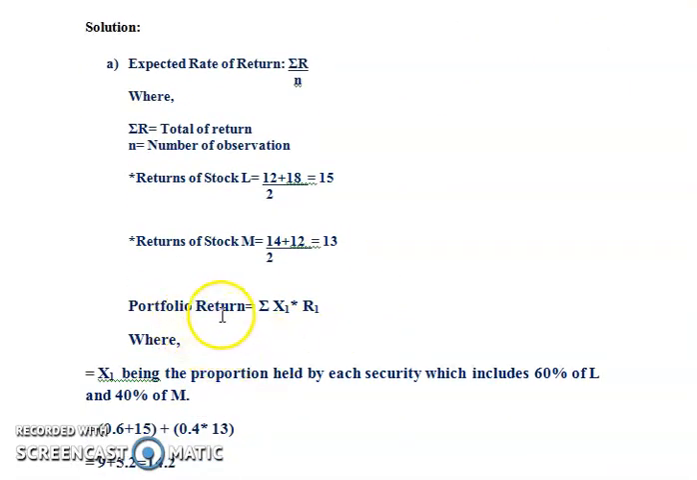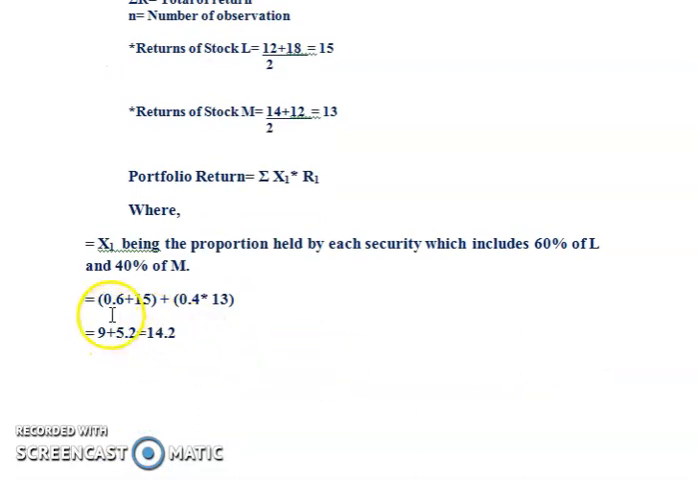Now portfolio return is equal to summation of X1 into R1, where X1 is the proportion held in each security, which is 60% of L and 40% of M. So 0.6, that is 60%, times 15, plus 0.4, which is 40%, times the 13 return of stock M. If we calculate this, 9 plus 5.2, it comes to 14.2. So now we have calculated A.